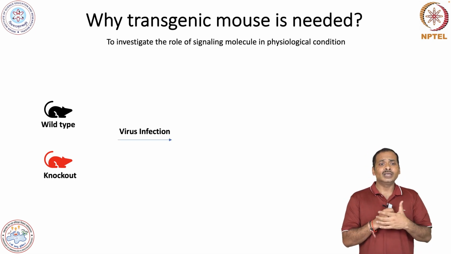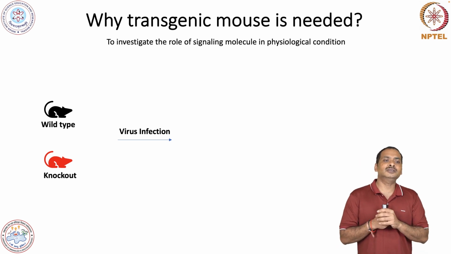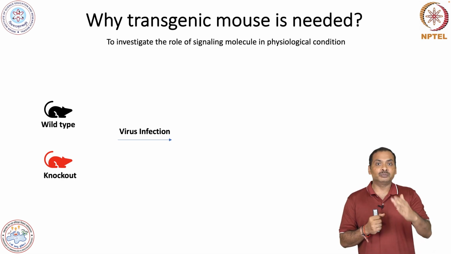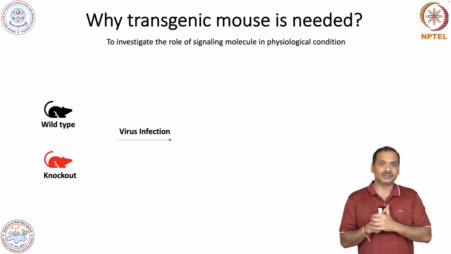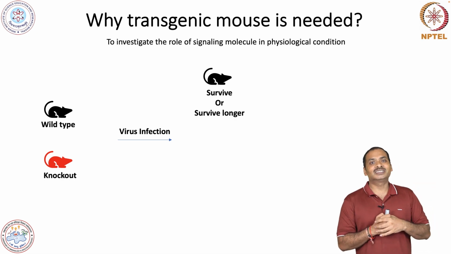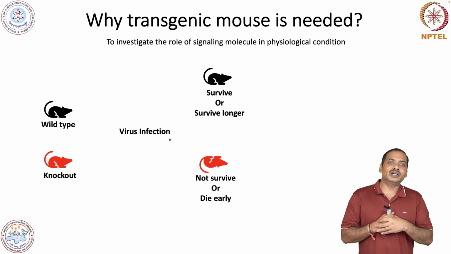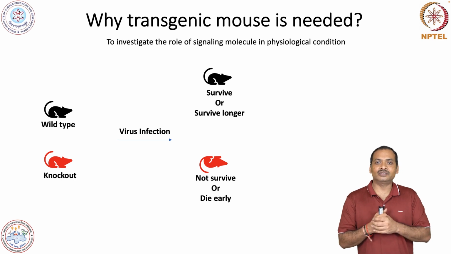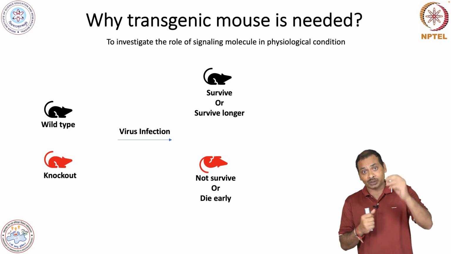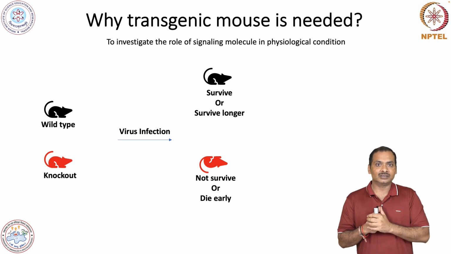And then you infect these mice with virus. So, for example, the gene which you have discovered plays a very important role in defense against the viruses. So, what will happen? The wild type mice will survive. But on the other hand, the knockout mice will die and will not survive, or will die quite early. So, in that way you can prove that this gene is playing a very important role in defense against the viruses.